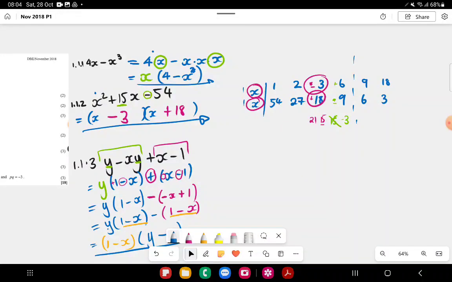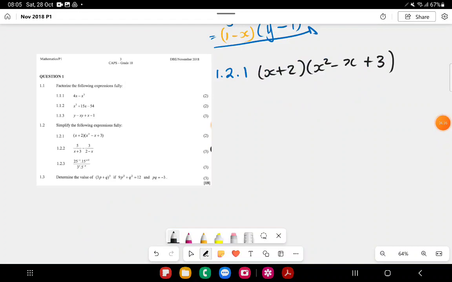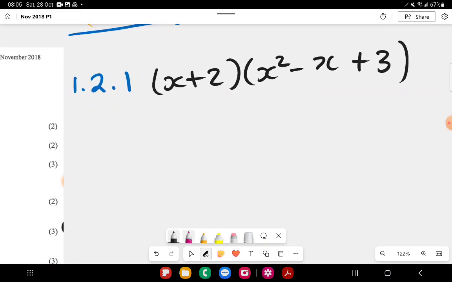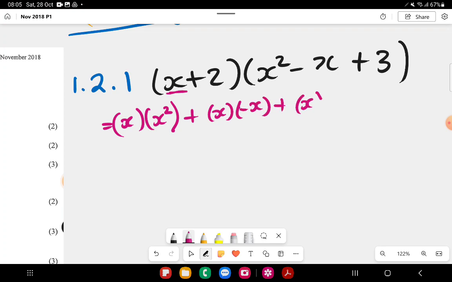Next up is 1.2. Question 1.2.1 says simplify the following expression. I have a binomial multiplied by a trinomial. So what I'm going to do is I am going to multiply the first set by x. So I'm going to say x times x squared plus x times negative x plus x times 3. So it's this times that, and that.